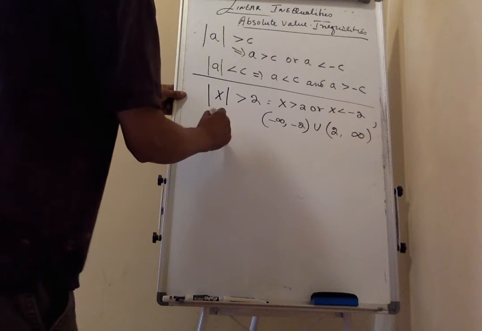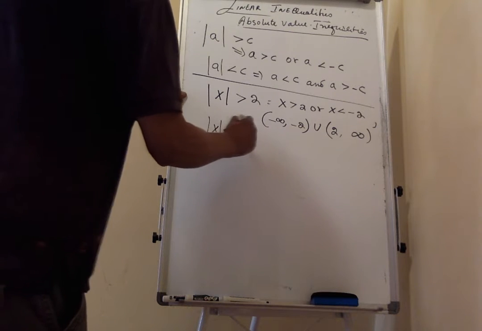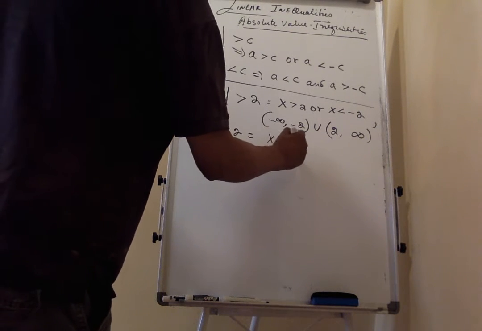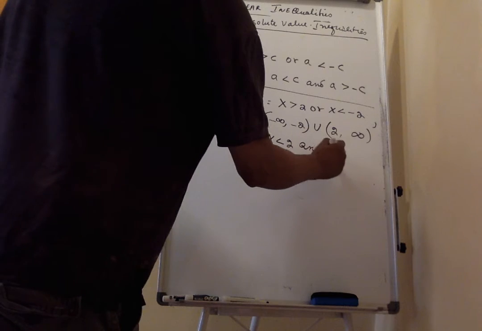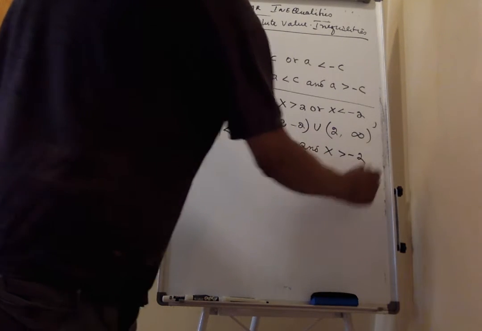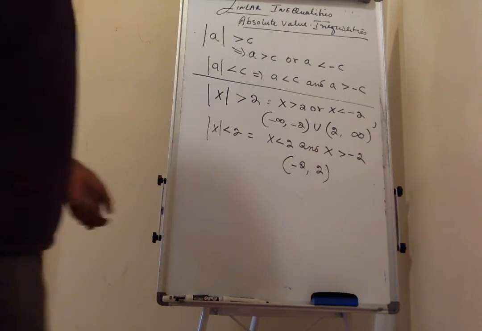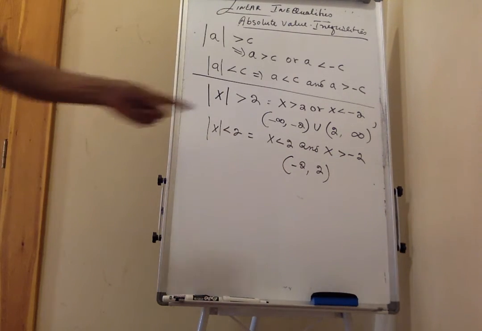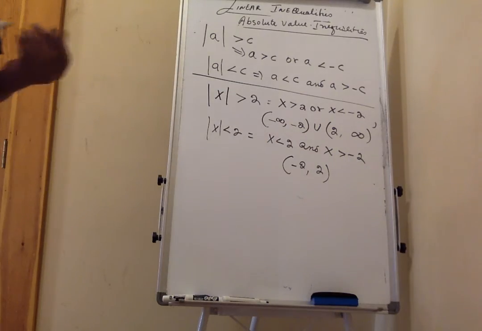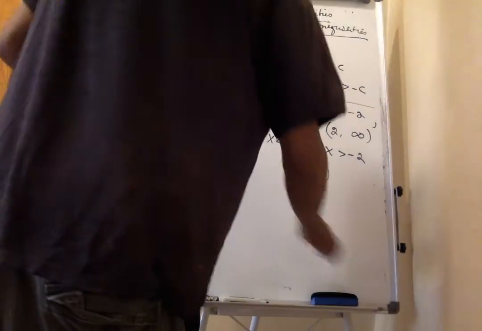If you do the absolute value of x less than 2, this means x is less than 2 and x is greater than negative 2. This indeed is what? Values of x between negative 2 and 2. You see, the two converge. This one, the two diverge.